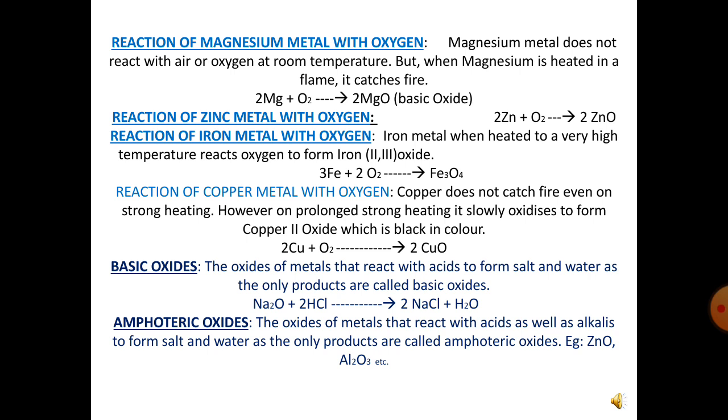Again, what are amphoteric oxides? The oxides of metals which react with both acids as well as bases or alkalis to form salt and water as the only products are called amphoteric oxides. Examples of amphoteric oxides are zinc oxide and aluminum oxide.